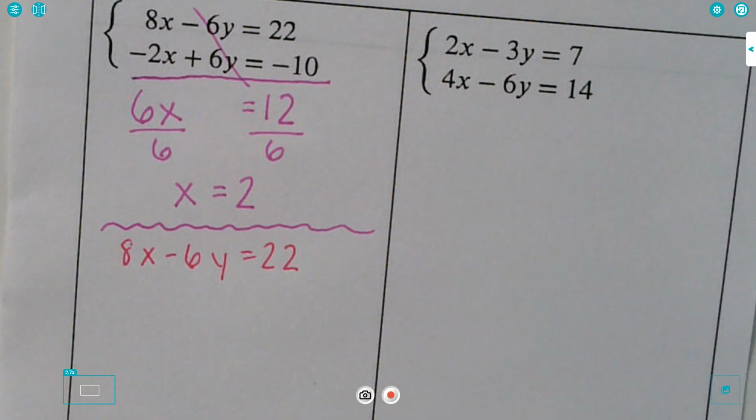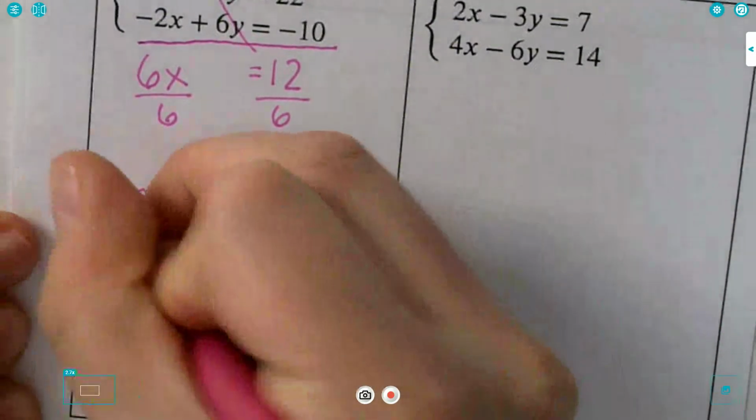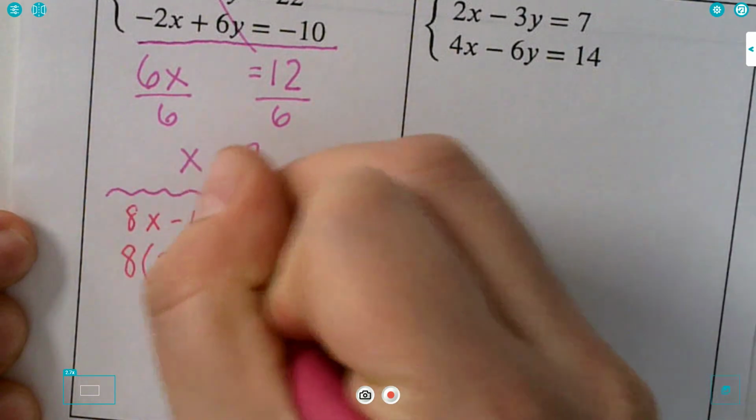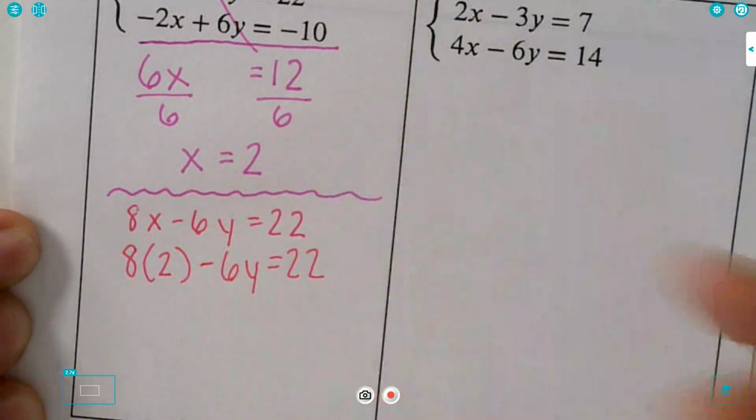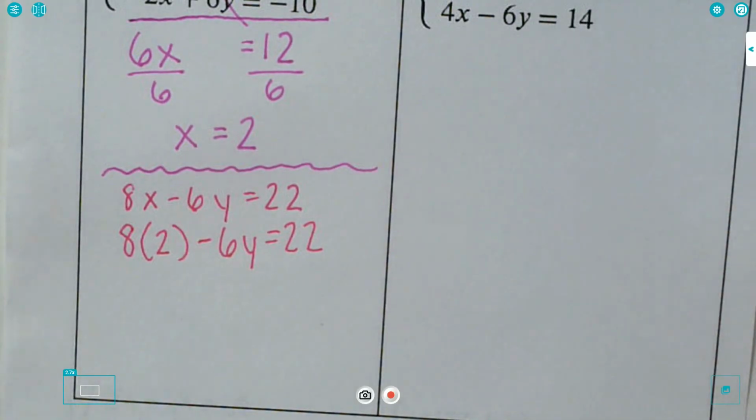Then I can plug in x equals 2. So when I plug in x equals 2, it's going to look like this. 8, instead of x, I'm plugging in 2. 8 times 2 minus 6y equals 22. And now I need to solve for y. It's going to be a few extra steps to solve for y. They're not hard. It's just a couple extra lines of work.